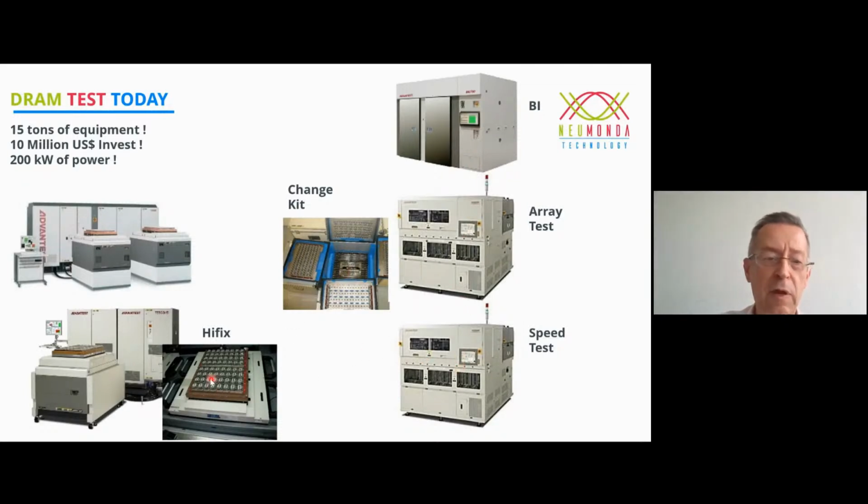In addition to the tester mainframe, test head, and the handler, you need some other equipment, change kits, hifixes to handle your specific DRAM. We will talk about this later. So minimum, if you want to do DRAM testing, would be 1 burn-in test system, 1 array test system, 1 high-speed test system, 15 tons of equipment. Even if you only use a single test head, a $10 million investment. And if the equipment is running at full speed, also quite some power consumption. Talking 200 kilowatts of power consumption of this equipment running.